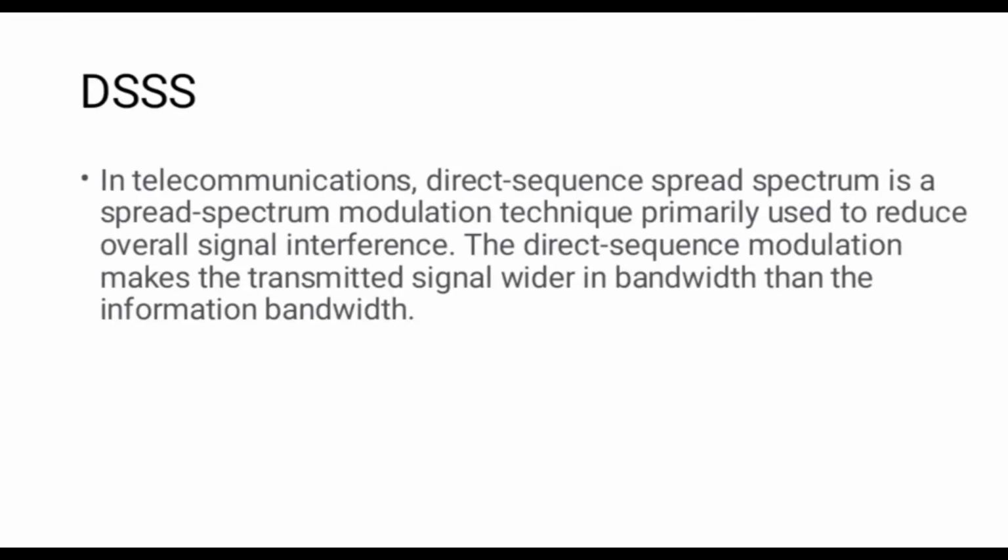DSSS. In telecommunication, direct sequence spread spectrum is a spread spectrum modulation technique used primarily to reduce overall signal interference. The direct sequence modulation makes the transmitted signal wider in bandwidth than the information bandwidth.